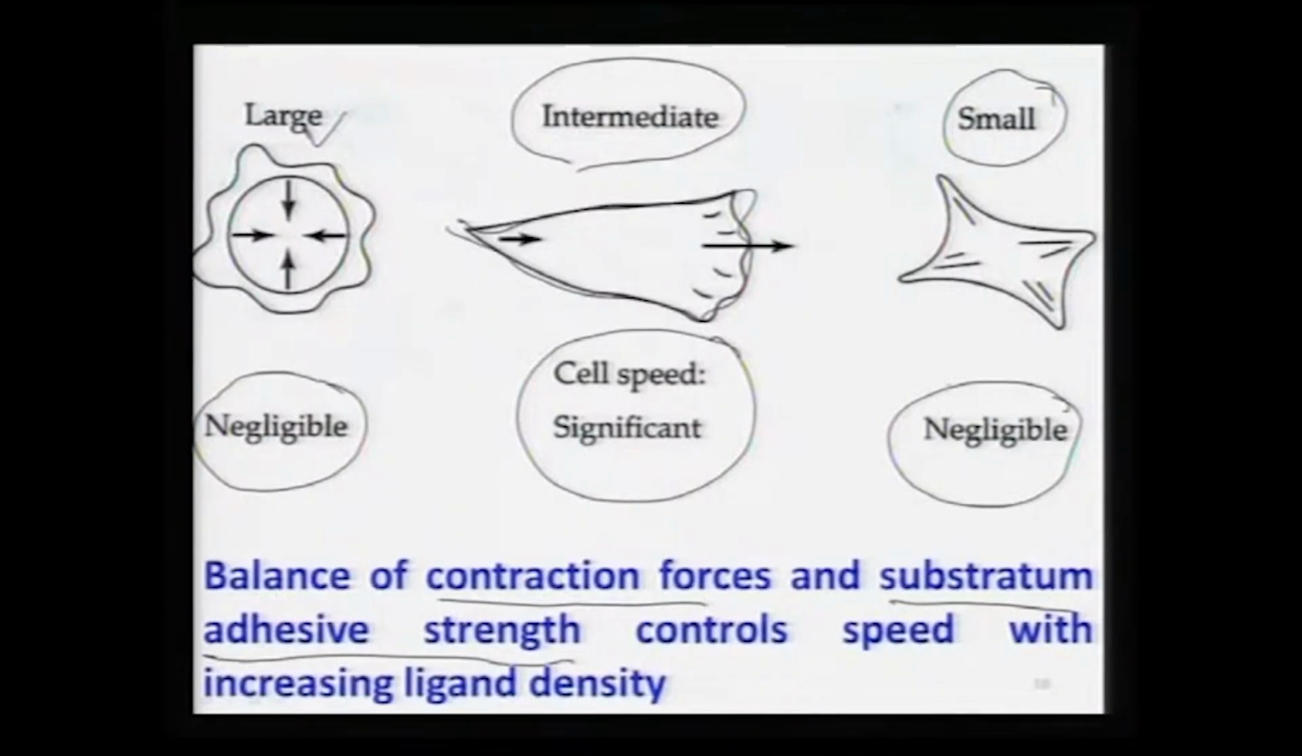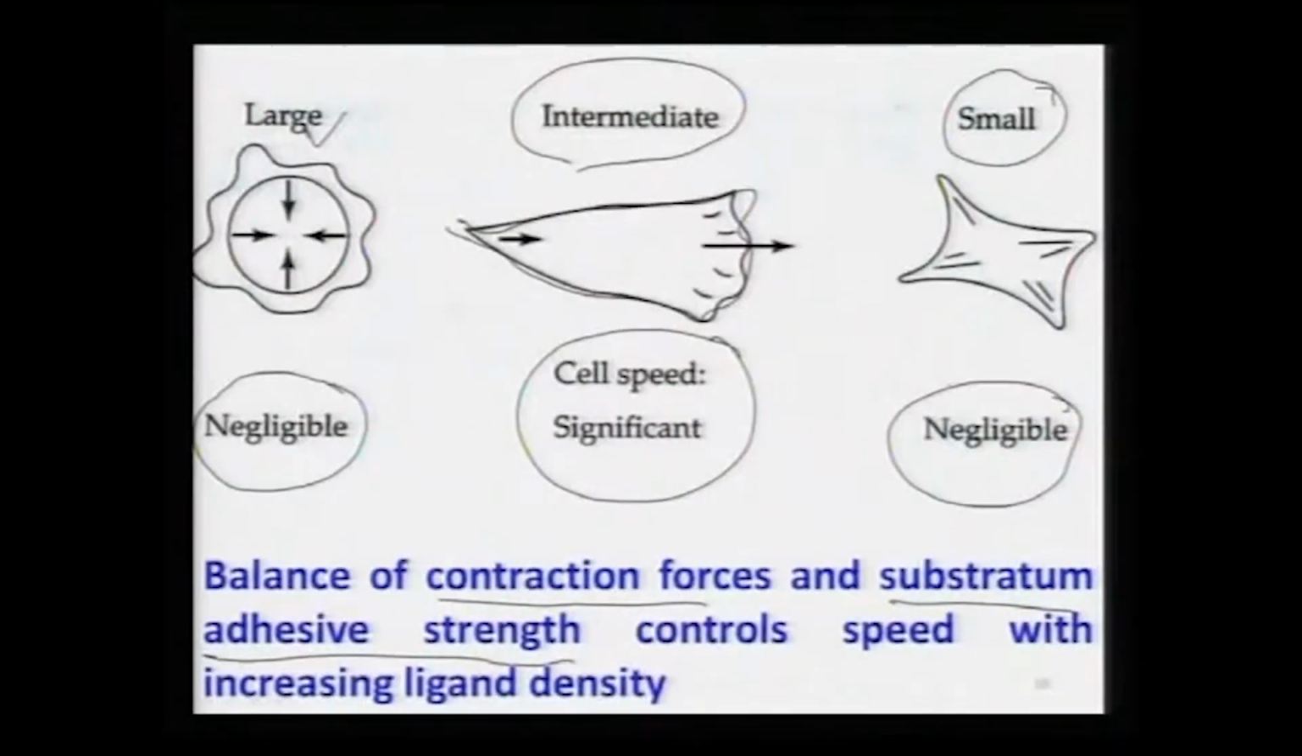So, if the balance, or the difference between the contraction for the substrate and the adhesive strength, is large or small, in both cases you do not realize much cell speed. Only when it is in the intermediate values should it show some significant cell speed. Now, I will summarize all these cell fate processes.